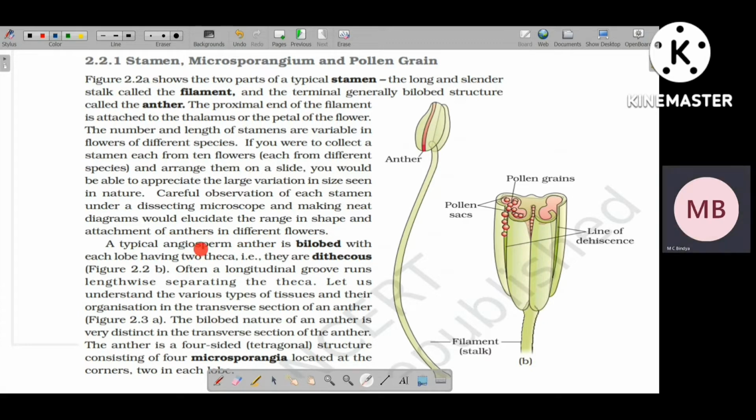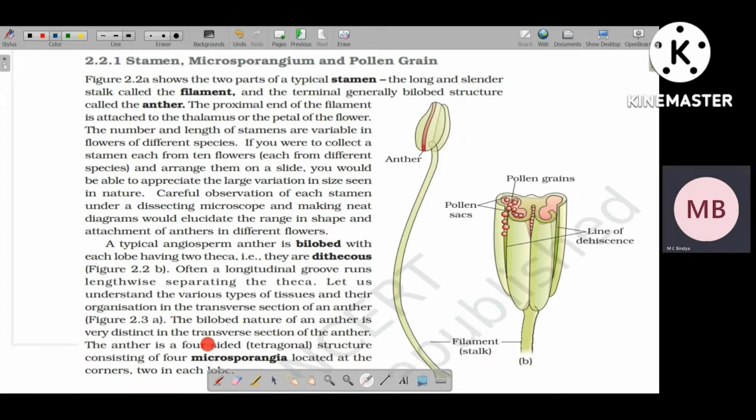A typical angiosperm anther is bilobed, with each lobe having two theca, that is, they are dithecous. Often a longitudinal groove runs lengthwise, separating the theca. Let us understand the various types of tissues and their organization in the transverse section of an anther. The bilobed nature of an anther is very distinct in the transverse section.